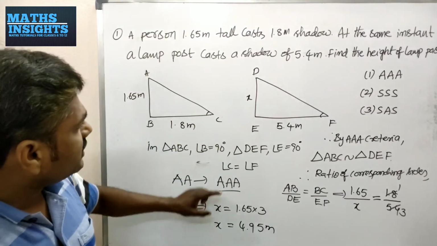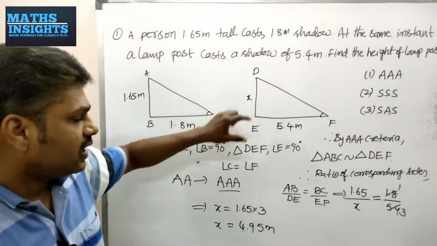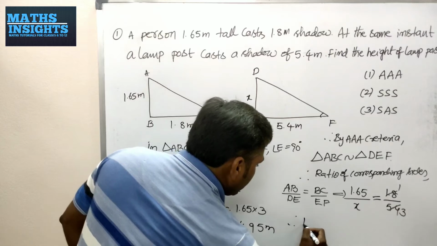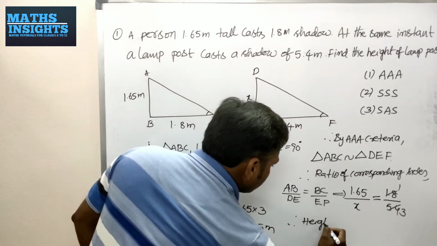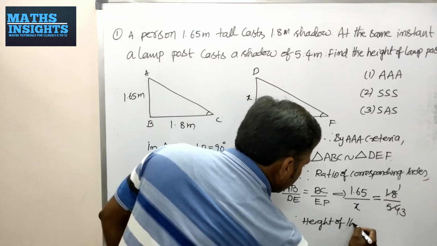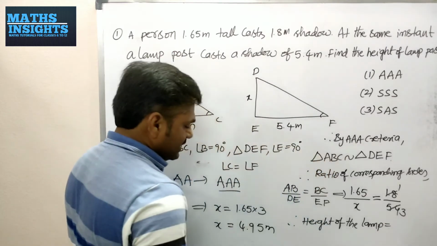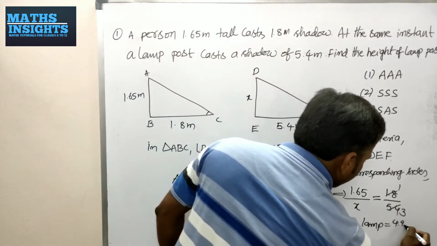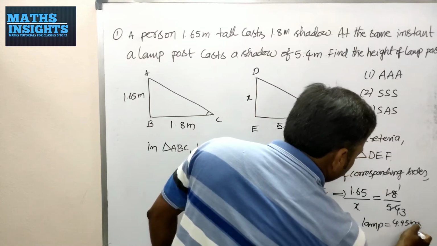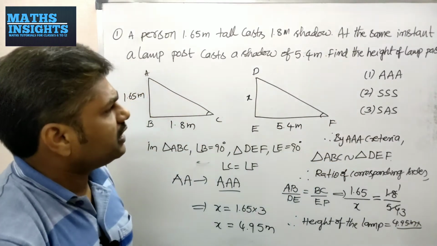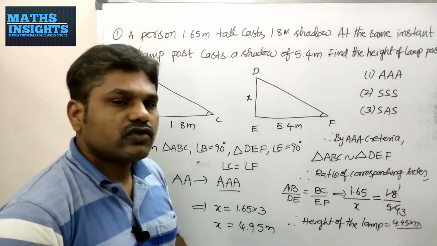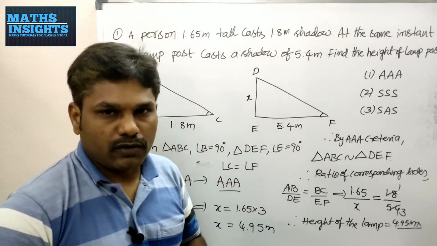What we assumed as X is the height of the lamp. Therefore the height of the lamp is 4.95 meters. Therefore by using the criteria AAA, we solved this problem. We will solve the next problem.